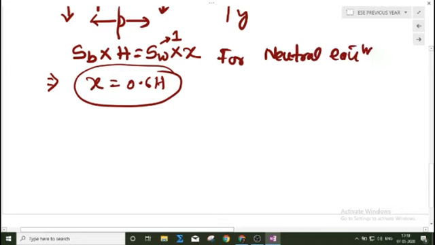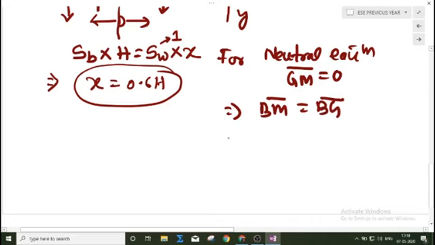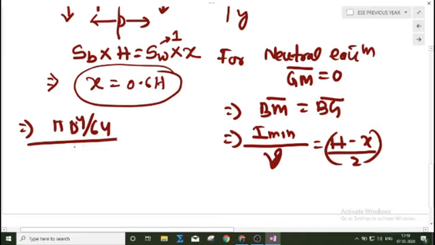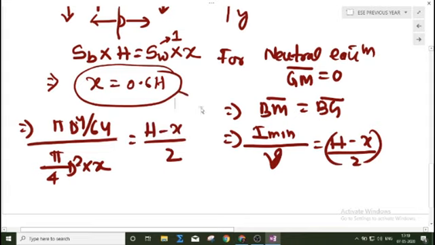Neutral equilibrium. What is this GM? The GM will be equal to 0. What does that mean? This BM will be equal to BG. What is this BM? This is the minimum moment of inertia of the plan of the body divided by the volume submerged. BG is H minus X by 2, and very quickly I am solving. So what is the minimum moment of inertia? This is pi d to the power 4 by 64, divided by pi by 4 into d square into X, will be equal to H minus X by 2.